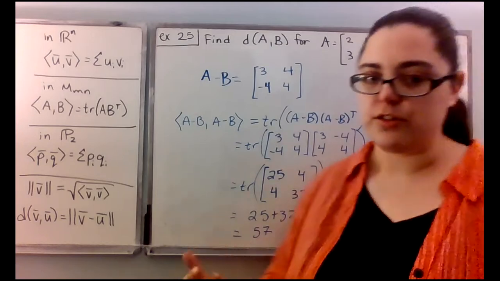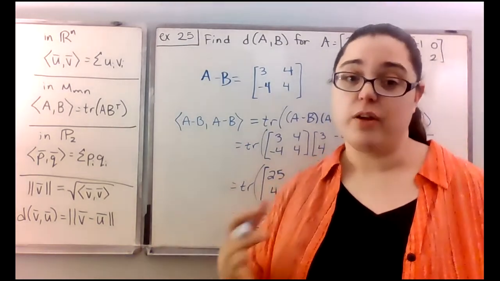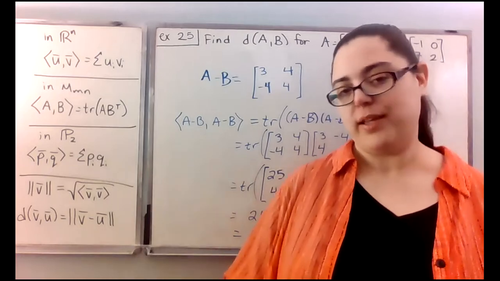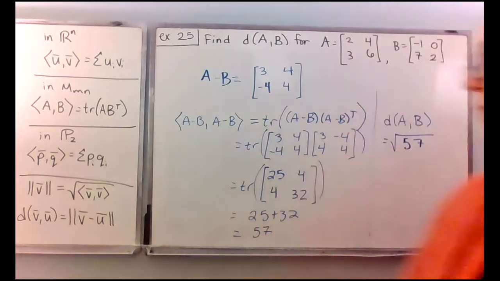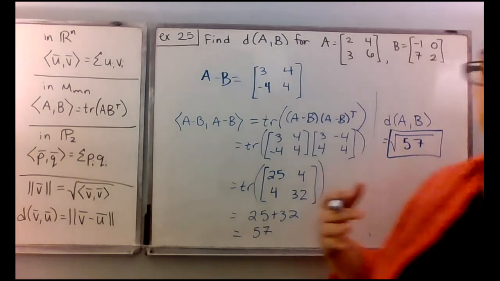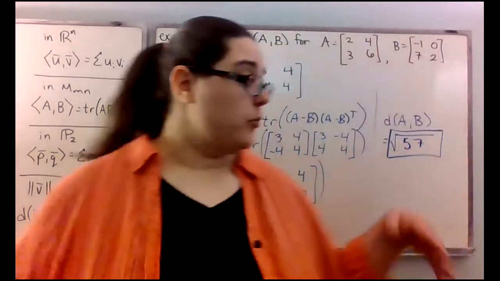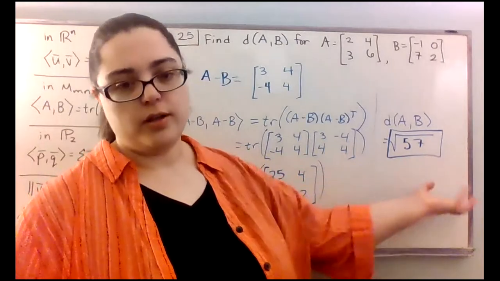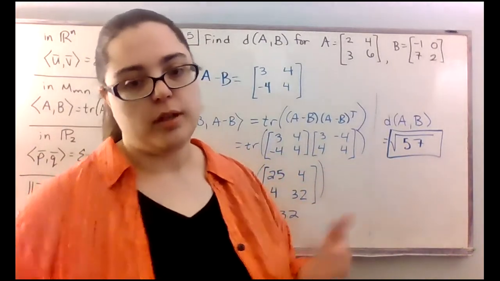Now, the only factors of 57 other than itself and 1 are 3 and 19. So we can't simplify it any further. So this is going to be our solution. If it was a radical that we could simplify further, maybe there was a perfect square factor, then we would, of course, simplify the radical and move from there.